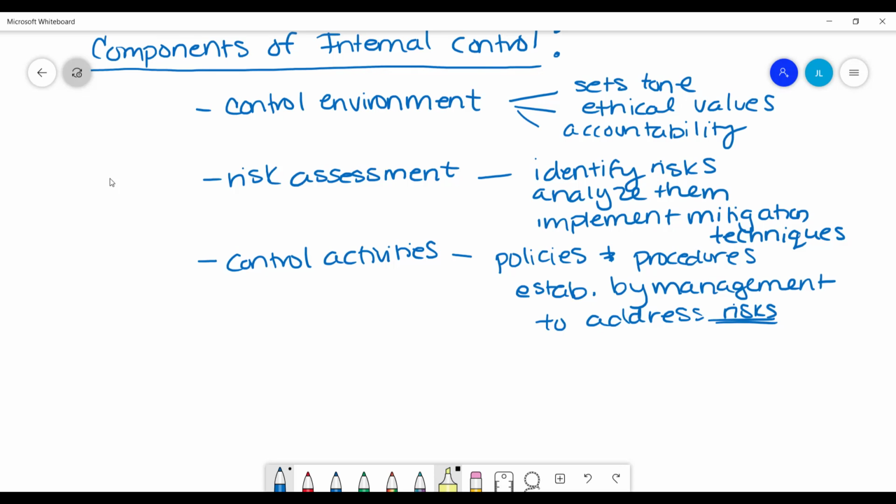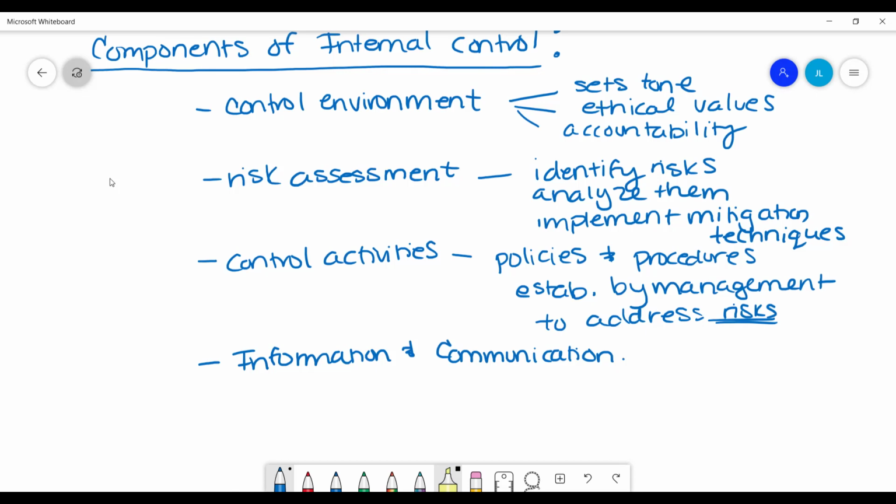Okay, and our fourth component of internal control is information and communication. So it's important that information is properly communicated within an organization. Otherwise, what good is that? This component of internal control involves developing information systems to actually capture and communicate information, whether that information is operational, financial, or compliance related.